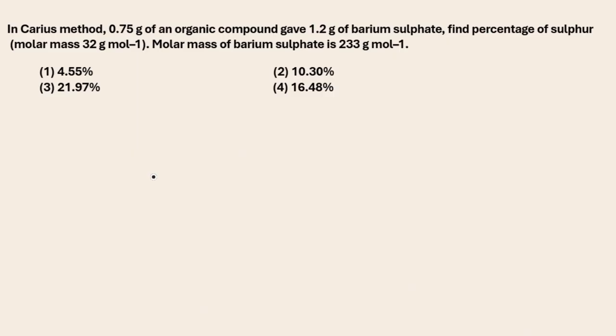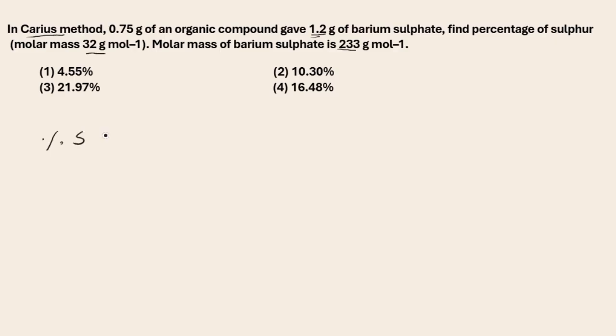The next question is from the basic concepts of organic chemistry from class 11 standard. So you should not miss out any marks from this kind of question as it is a direct question. So in Carius method, 0.75 gram of organic compound is converted to 1.2 gram of barium sulphate. We are supposed to find out the percentage of sulfur. The molar mass of sulfur and the molar mass of barium sulphate is already given. This is a direct question.